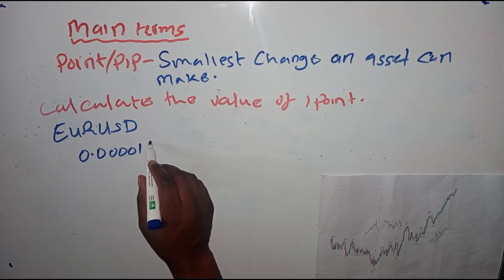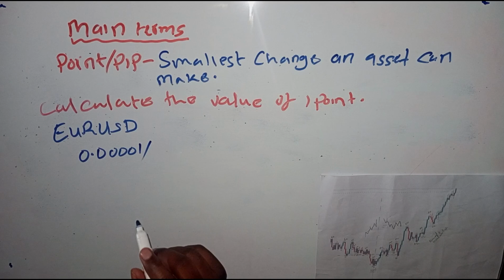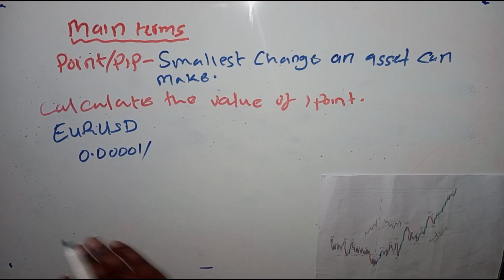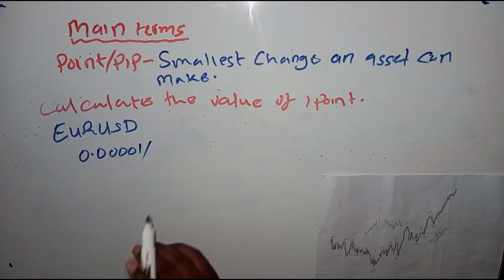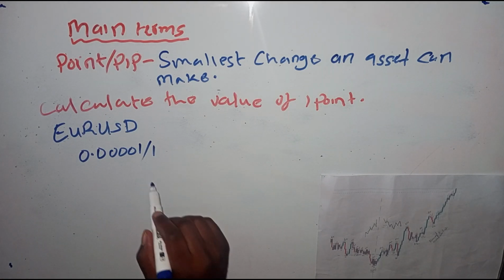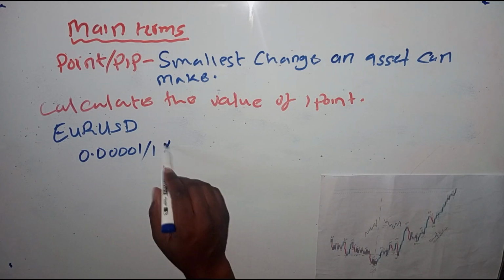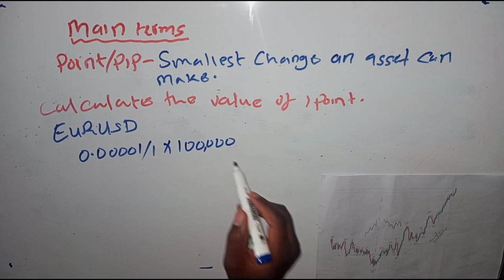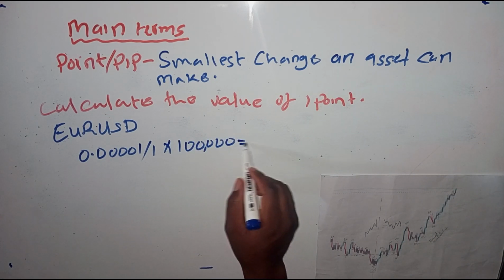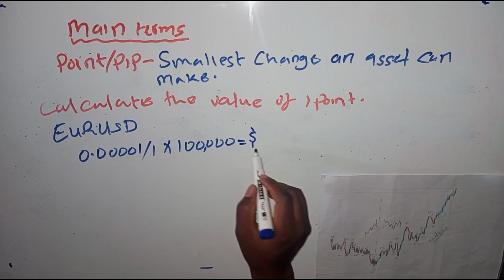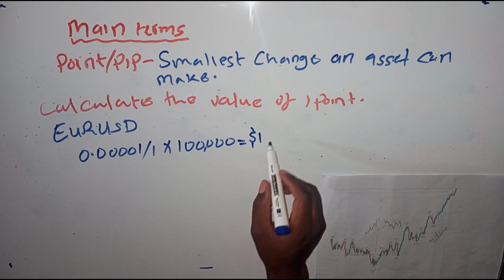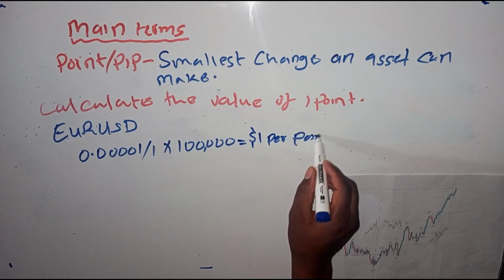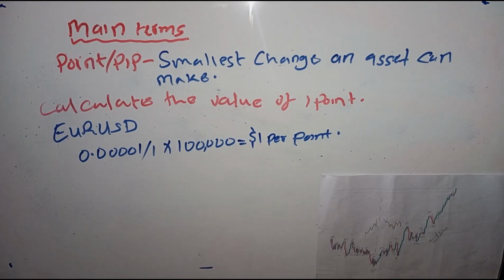The exchange rate for Euro USD is 1 euro equals $1. So we are going to use 1 times the standard lot, which is 100,000. That gives us $1 per point.